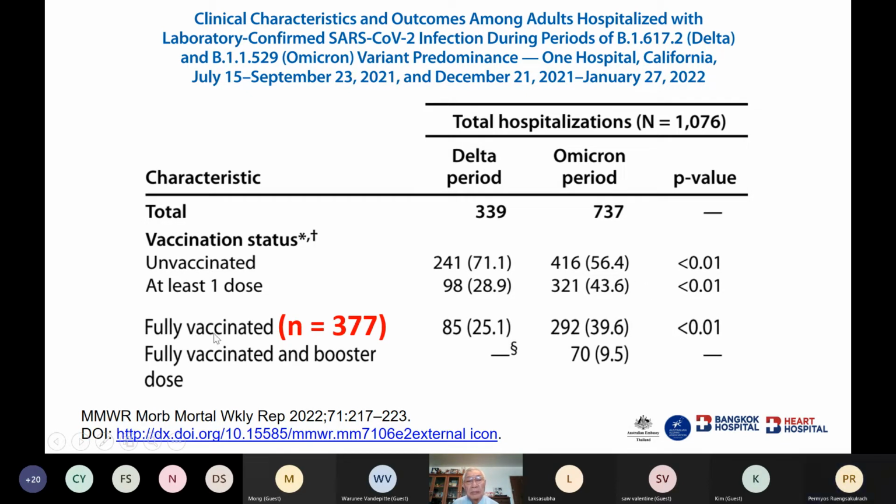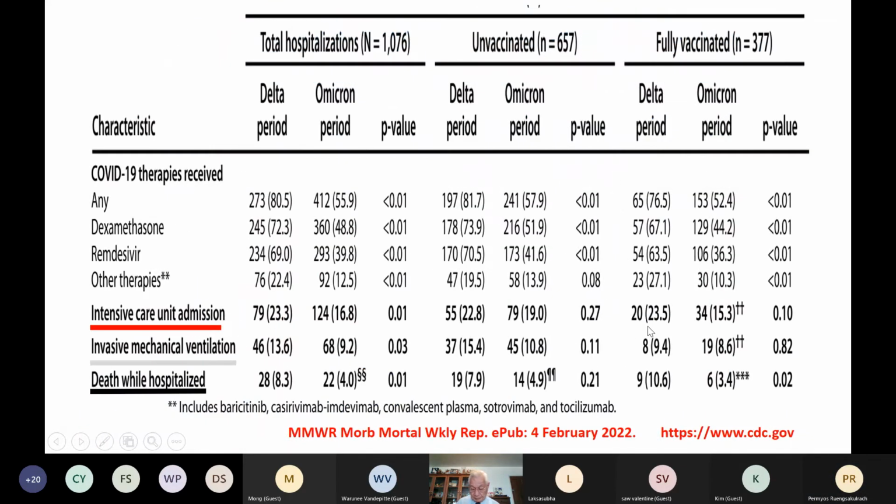And fully vaccinated still have to be admitted. That means if you have a vaccine, you can still get infection about 40% and be sick enough to be admitted into the hospital. And you see in the hospital, about 17% of patients with Omicron have to be admitted to ICU.